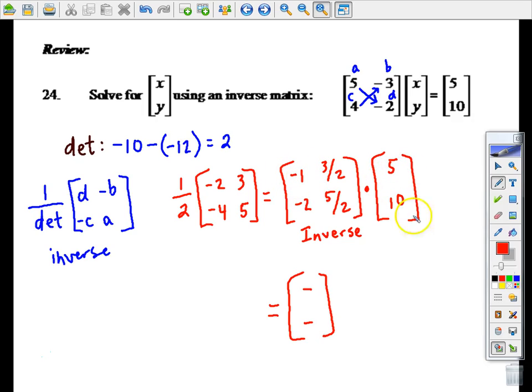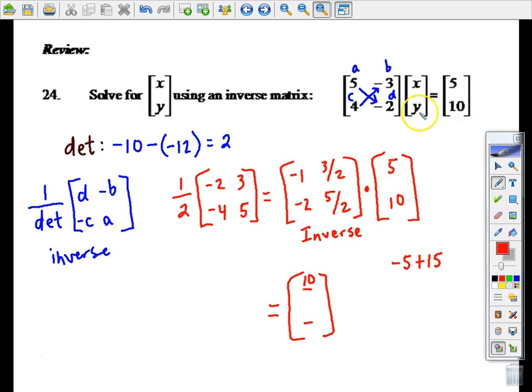Negative 1 times 5 is negative 5. Plus, you always add the products. If you multiply 3/2 times 10, that's 30/2, which is 15. And negative 5 plus 15 is 10. Well, that's my answer for the X of this matrix.